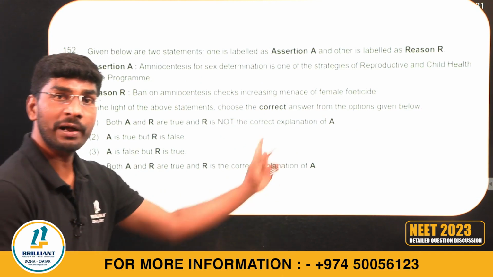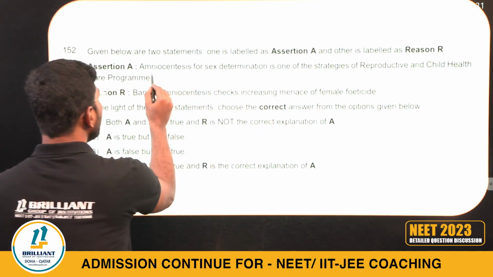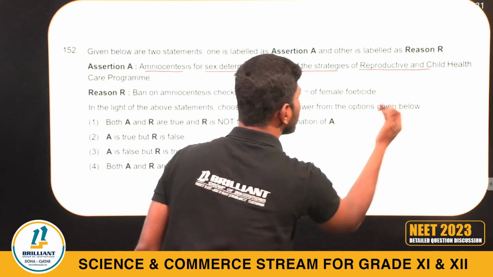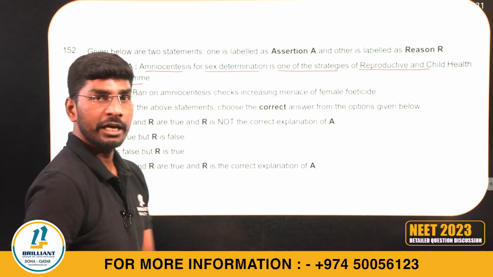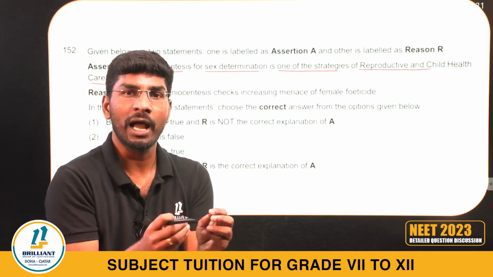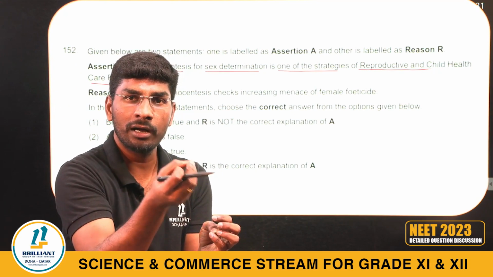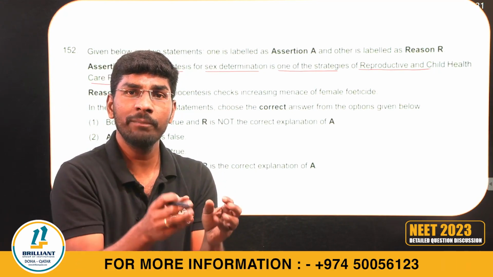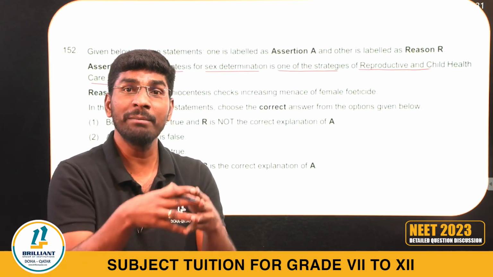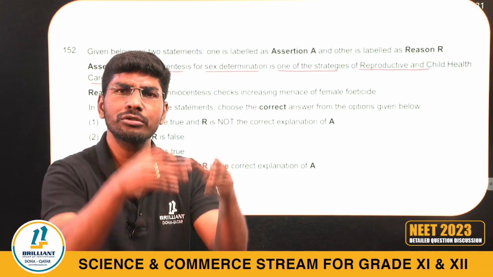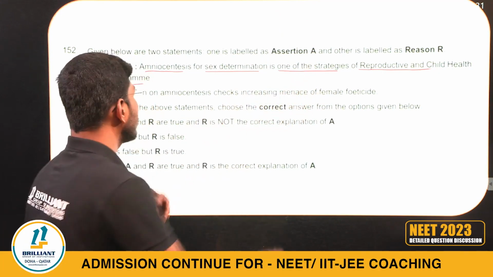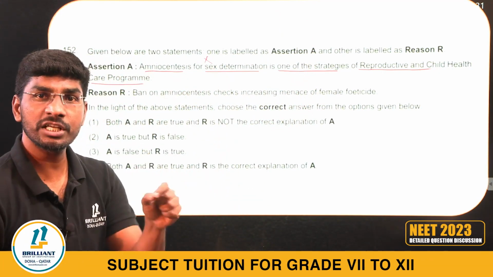Assertion reason question from the reproductive health chapter. Amniocentesis for sex determination is one of the strategies for the reproductive and child health care program. If you can recall the theory classes, the reproductive and child health care program includes adolescence, sex education, STDs (sexually transmitted diseases), and caring for pregnant women. Am I clear? Lactation, MTPs and contraception methods are also included. All this is in the reproductive and child health care program, not sex determination and amniocentesis. This is a wrong statement. Assertion is wrong.